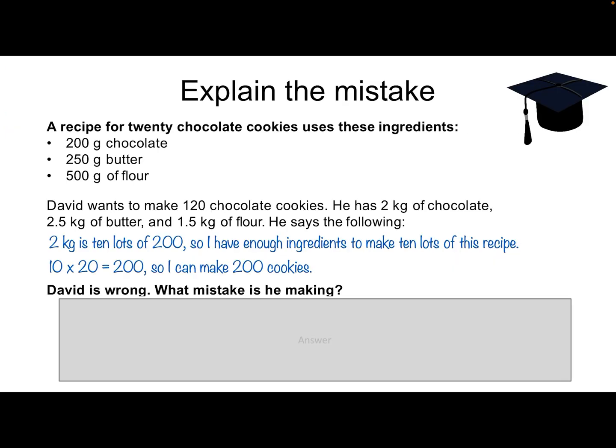Okay. Right, just have a look at this question here. A recipe for 20 chocolate cookies used these ingredients. 200 grams of chocolate, 250 grams of butter, 50 grams of flour. David wants to make 120 chocolate cookies. He has 2 kilograms of chocolate, 2.5 kilograms of butter, 1.5 kilograms of flour. He says the following. 2 kilograms is 10 lots of 200. Okay, so I have enough ingredients to make 10 lots of this recipe. So I can make 200 cookies. Not necessarily true. What mistake has been made?